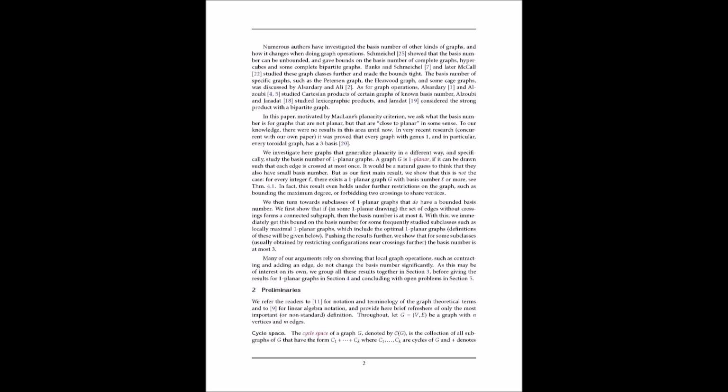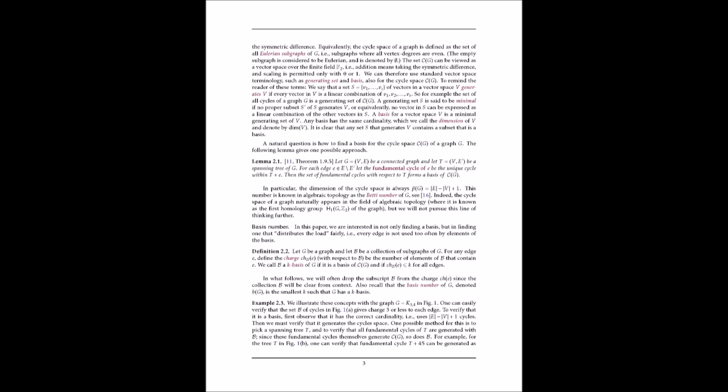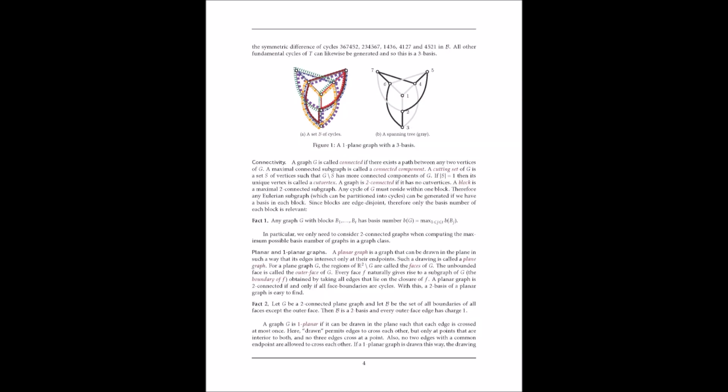So the skeleton gives us a simplified view of the graph's underlying structure, ignoring those naughty crossings. What role does the skeleton play in taming the basis number? The authors prove a key result. If the skeleton of a one-planar graph is connected, meaning there's a path along uncrossed edges between any two vertices, then the basis number of the entire one-planar graph is at most 4.